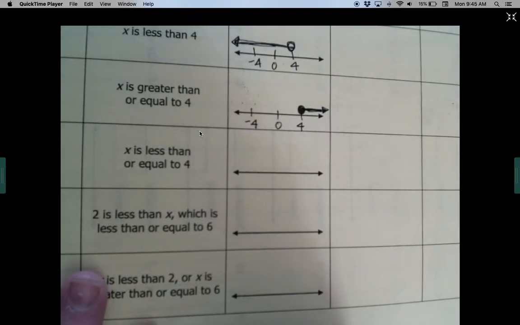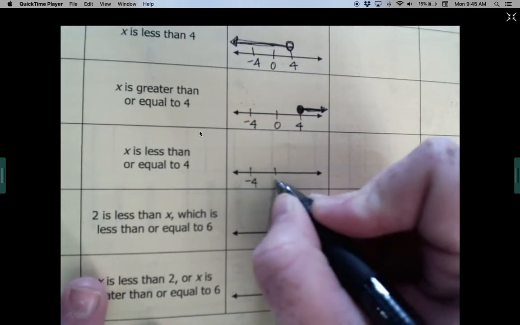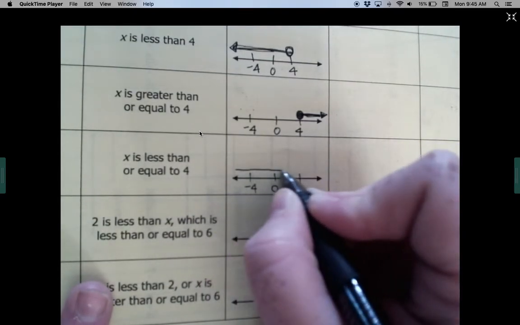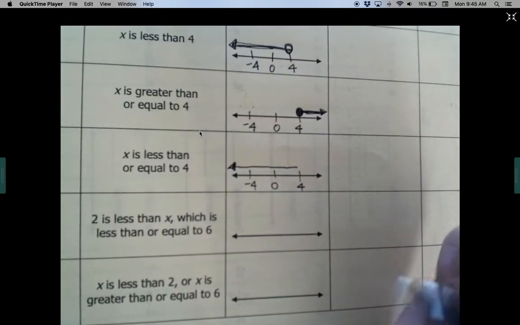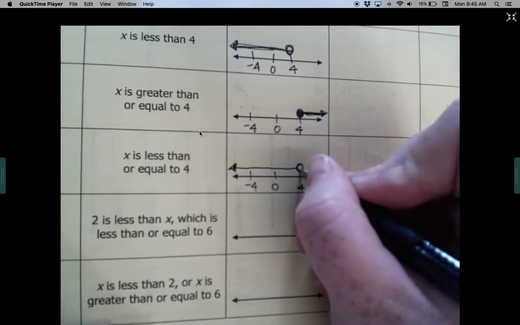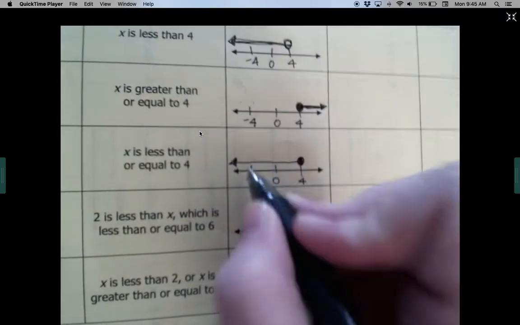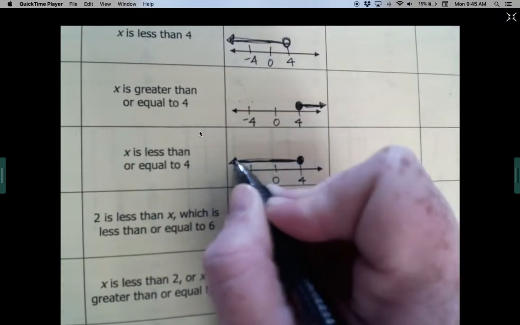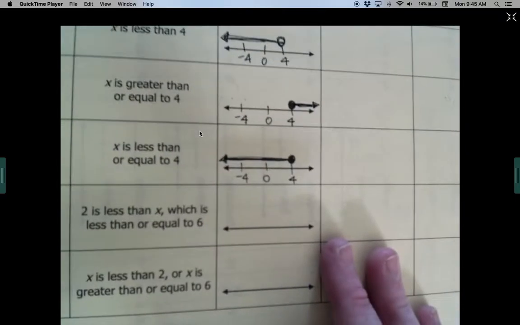All right, x is less than or equal to 4. So -4, 0, +4. It's less than, so it's going to be this direction. Or equal to means it's what type of circle? Closed. Okay. So I usually try to make my arrows thick, especially when you draw your arrow pretty close to the number line, so it's distinguishable.